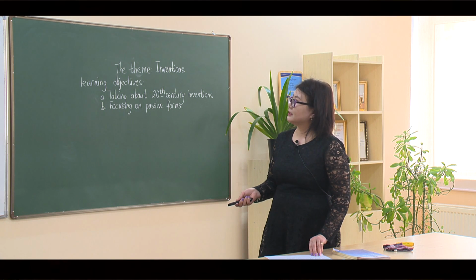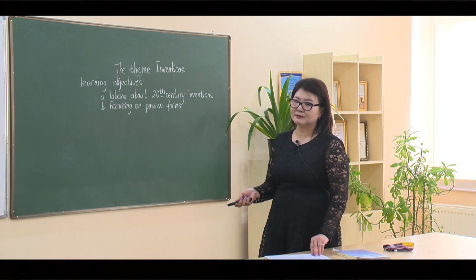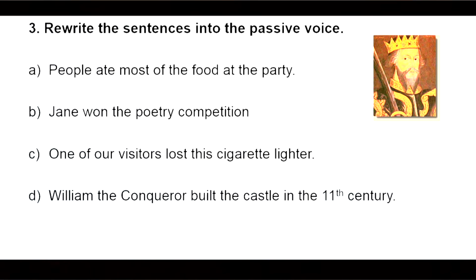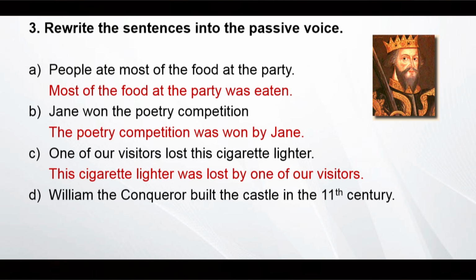Rewrite the sentences into the passive voice, using past and present. Let's check the answers. Most of the food at the party was eaten. Good. How about the next one? Jane won the poetry competition. Good job. The poetry competition was won by Jane. That's right. How about the next one? One of our visitors lost the cigarette lighter. The correct answer is: the cigarette lighter was lost by one of our visitors.